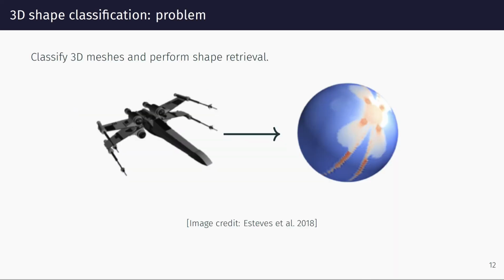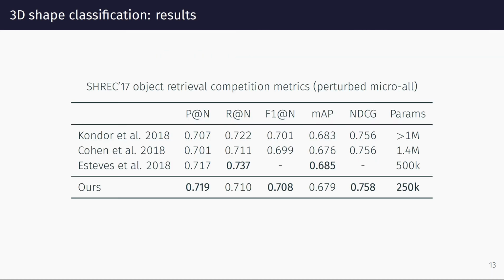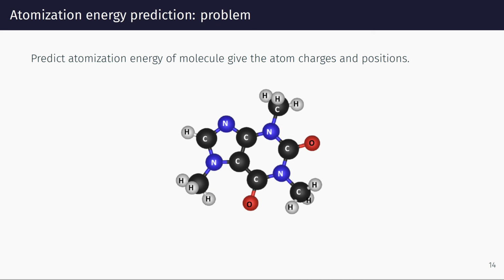We applied our framework to the problem of shape classification and retrieval, for which rotational invariance is critical, where 3D meshes are represented by various projections onto different spherical channels. Our approach performs very well, achieving state-of-the-art performance in 4 of 6 metrics, and notably needs many fewer parameters than alternative approaches. We also consider the problem of predicting the atomization energy of molecules.